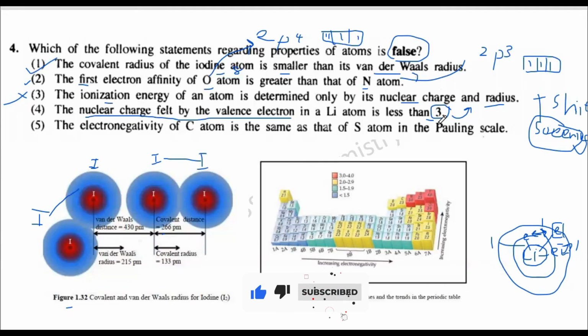And the last one is electronegativity of carbon atom is same as sulfur, so it is very straightforward. Carbon is also 2.5, sulfur is also 2.5 in the Linus Pauling scale, so there is no problem in that. So the point to get, remember these 3 factors are what determine the ionization energy.